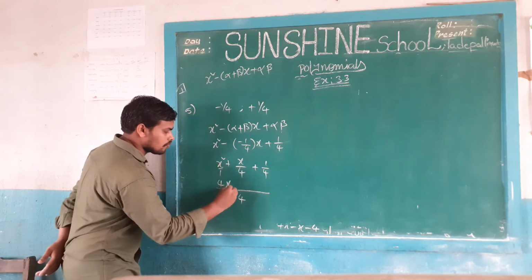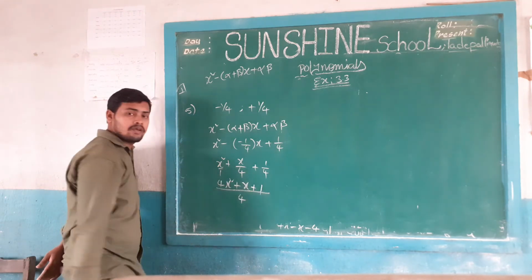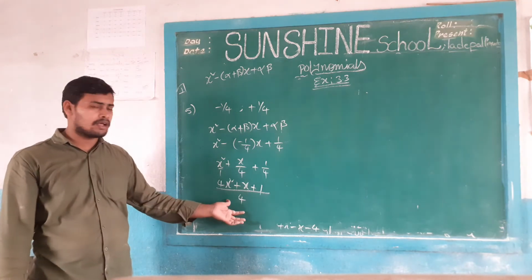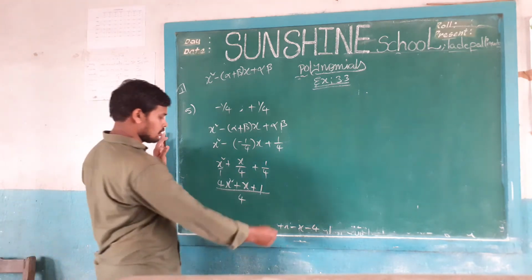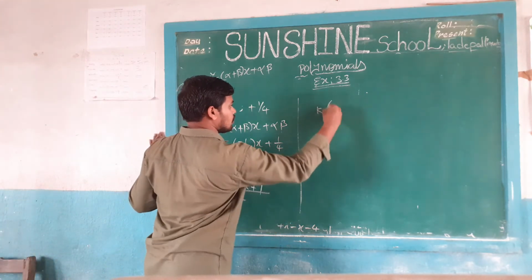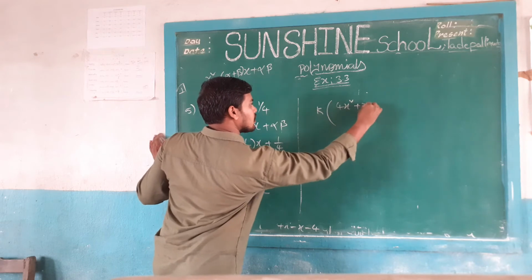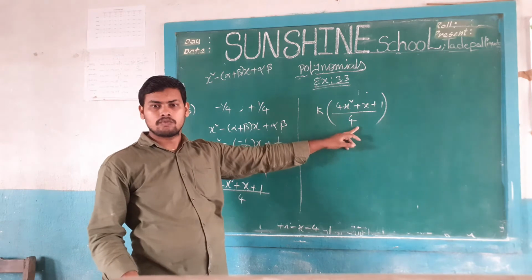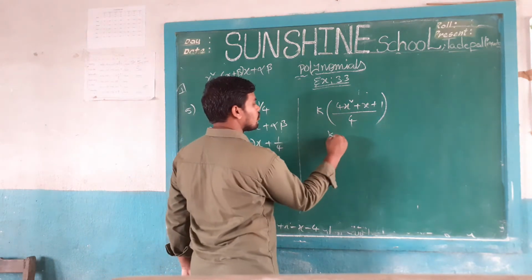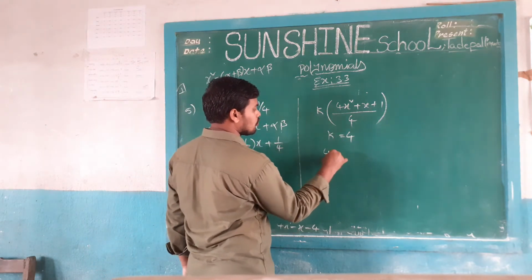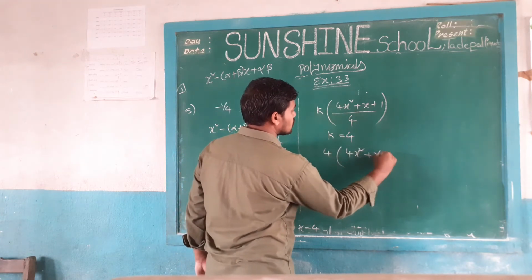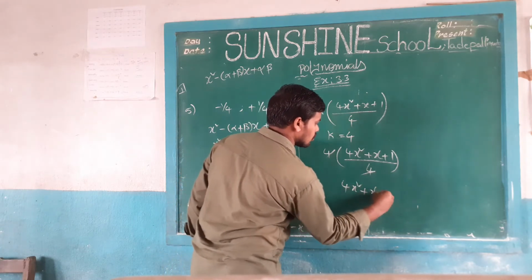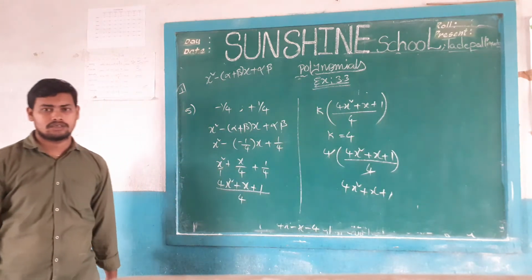4 into x square, 4x square plus x plus 1. Okay. Here there is also a denominator, so it should be multiplied with the letter k. k into 4x square plus x plus 1 by 4. Now what is the value of the denominator here? 4. We simply write k equal to 4. So 4 into 4x square plus x plus 1 by 4 and equal to, okay, this is the process.